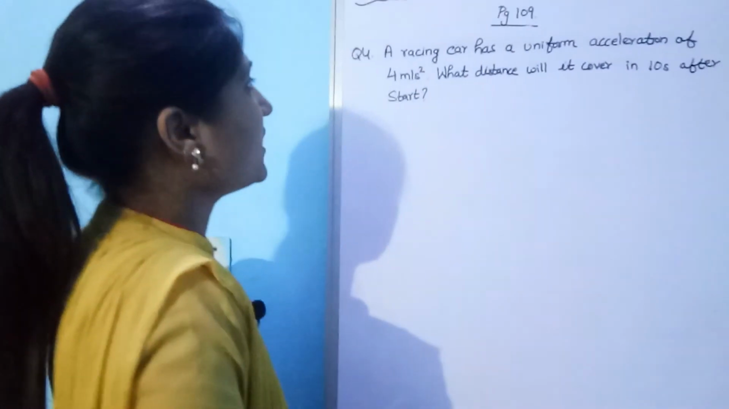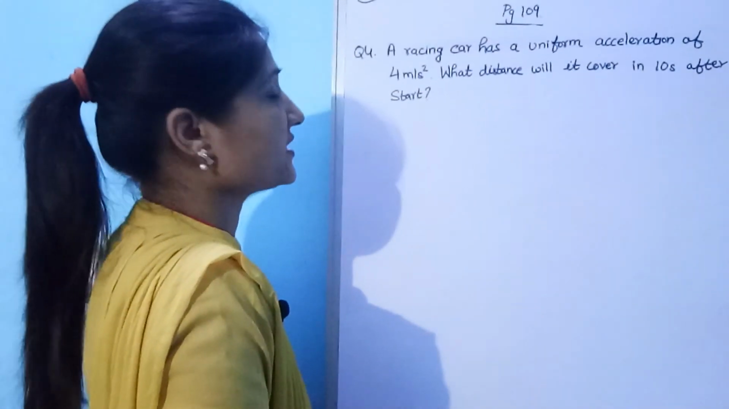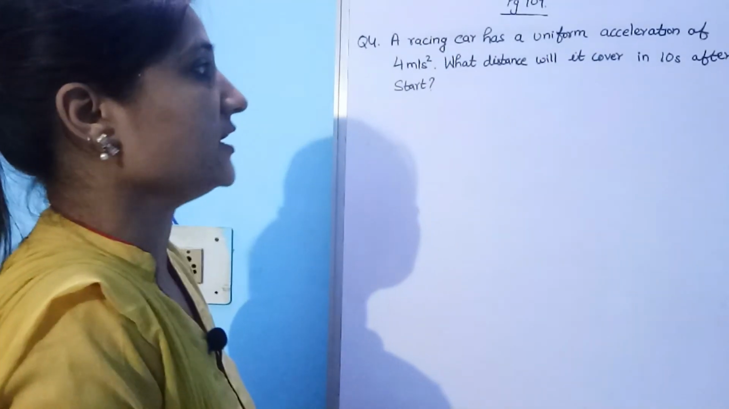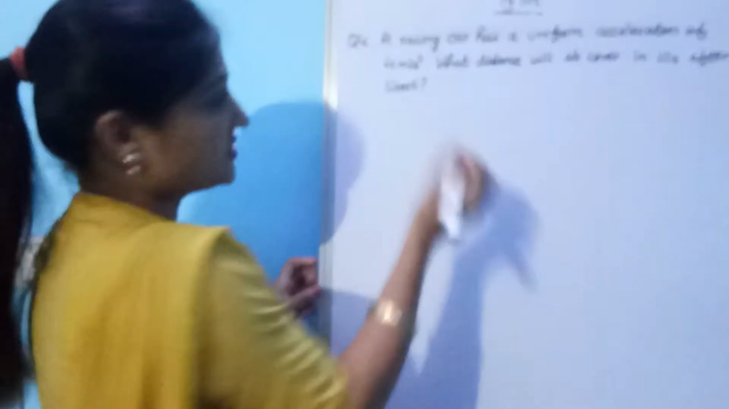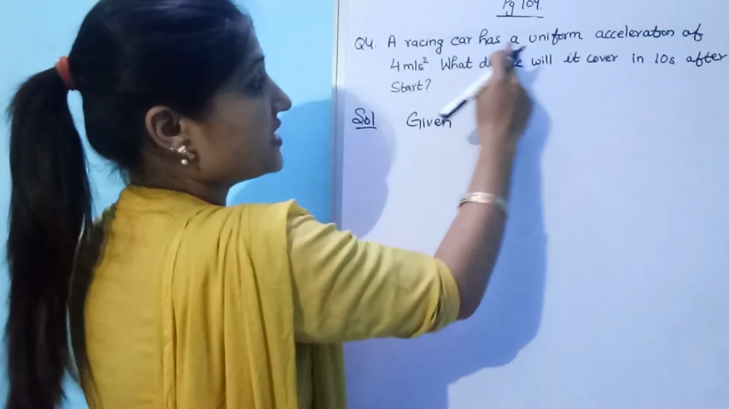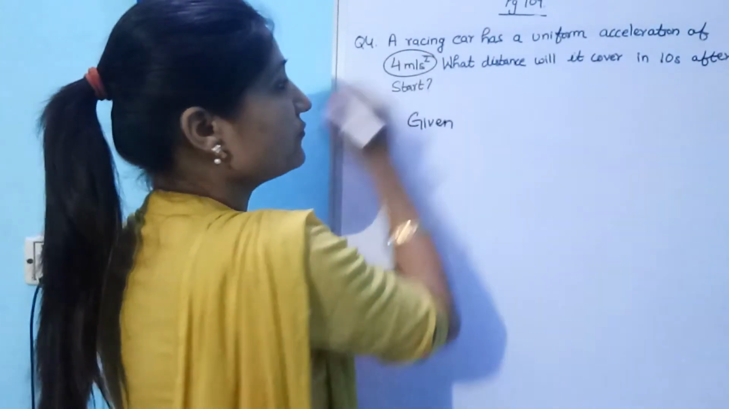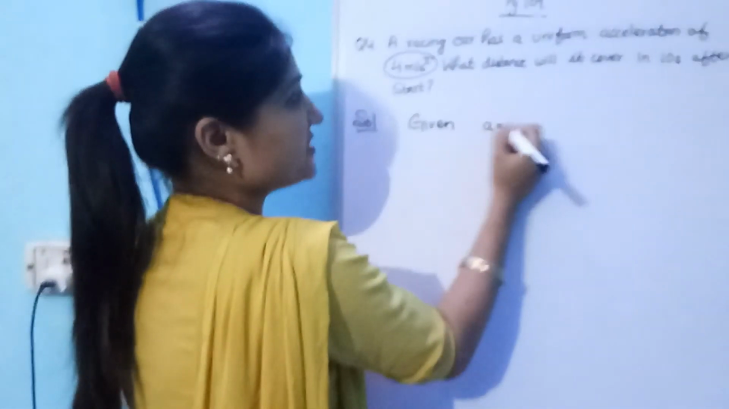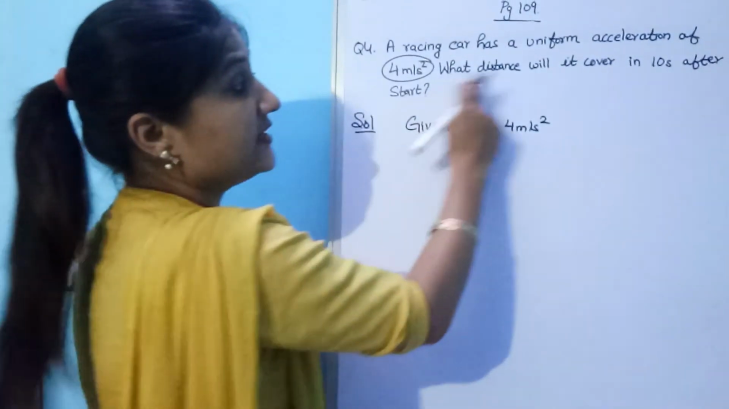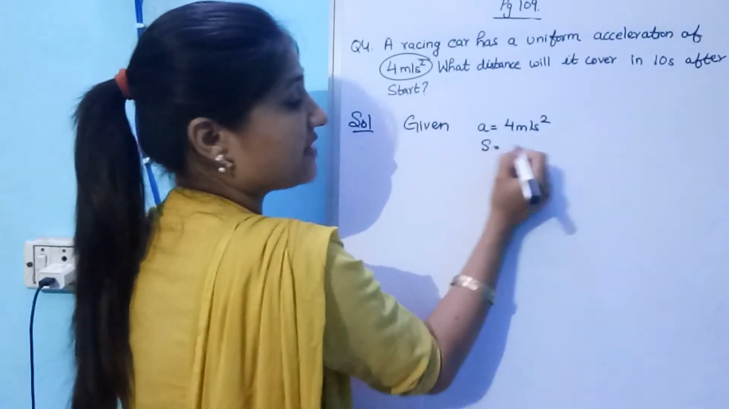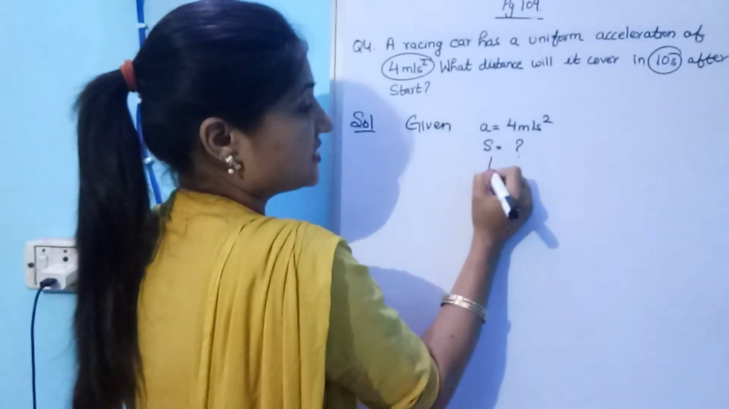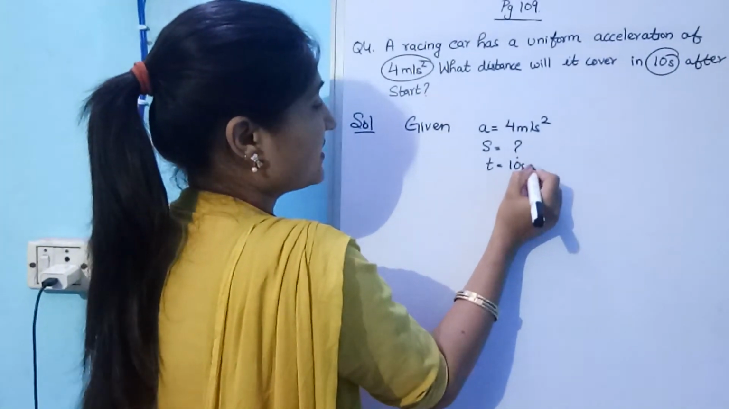Question number 4. A racing car has a uniform acceleration of 4 meter per second square. What distance will it cover in 10 seconds after start? So what is given to us? A racing car has a uniform acceleration of 4 meter per second square. That means acceleration is 4 meter per second square. What distance will it cover? That means we have to find the distance s, within 10 seconds. So time is 10 seconds.